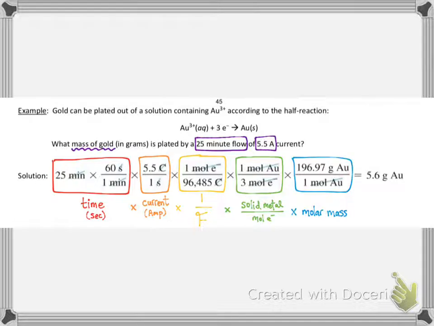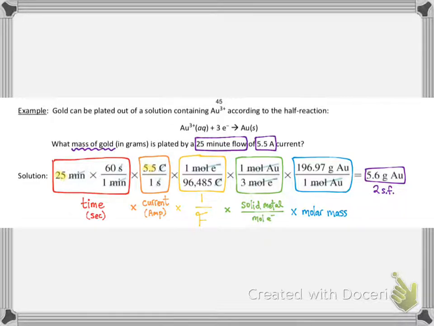As far as sig figs are concerned, there are only 2 numbers that we have to worry about: the charge, our amps, 5.5, and our time, 25 minutes. Since they both had 2 sig figs, our final answer ends up with 2 sig figs. And so that's what a problem like that looks like. It's not exactly short, but it is very systematic.